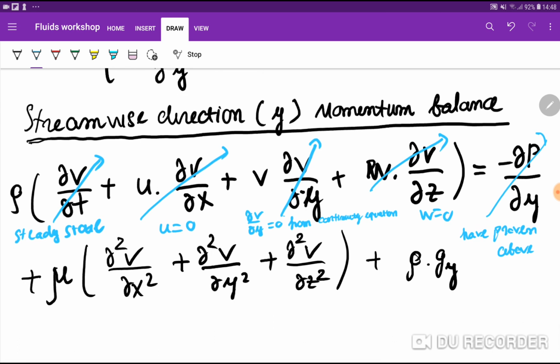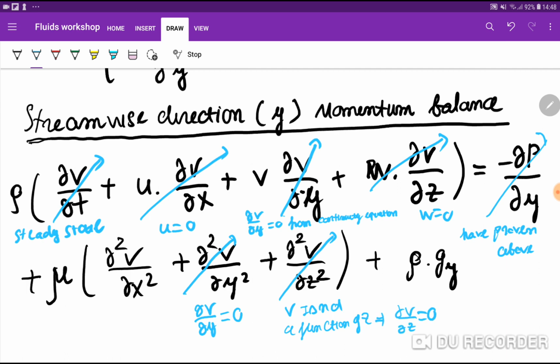Let's see the other terms. This term cancels out because the first derivative equals 0, so the second derivative also equals 0. And this last term cancels out because of the reasoning above: v is not a function of z, so partial v over partial z equals 0, and if the first derivative equals 0, the second derivative equals 0 as well. Now, what about g y?